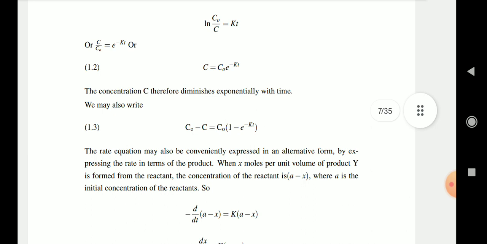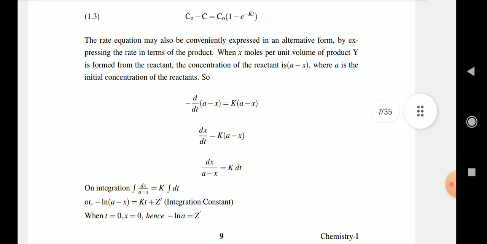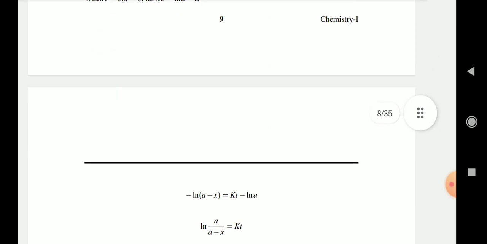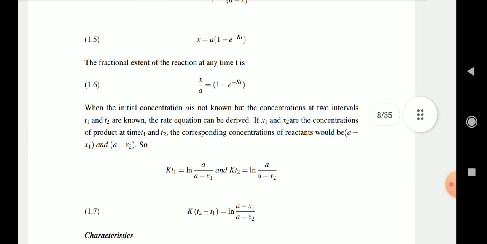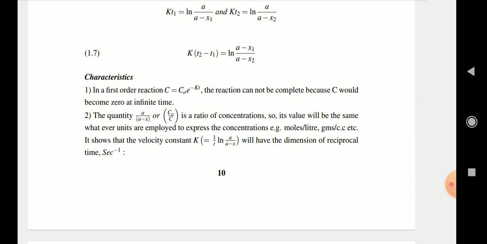We may also write c0 minus c is equal to c0 (1 minus e^(−kt)). The rate equations may also be conveniently expressed in alternative form by expressing the rate in terms of the product. When x moles per unit volume of product Y is formed from the reactant, the concentration of reactant is A minus x, where A is the initial concentration of the reactant.